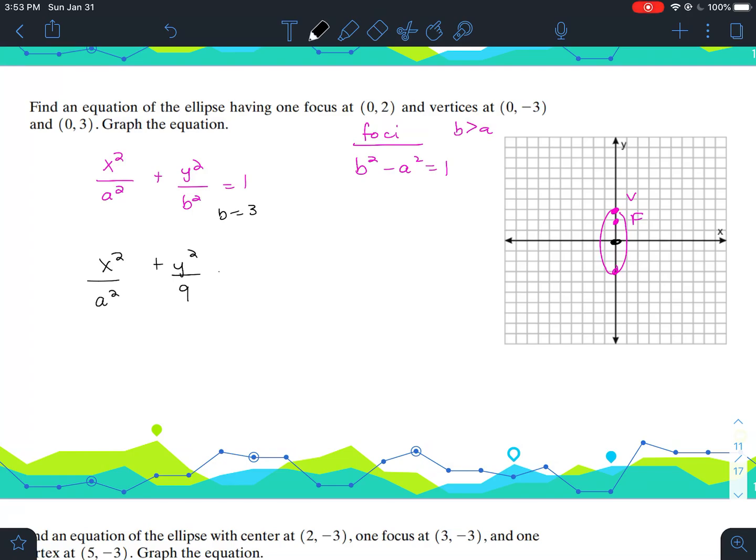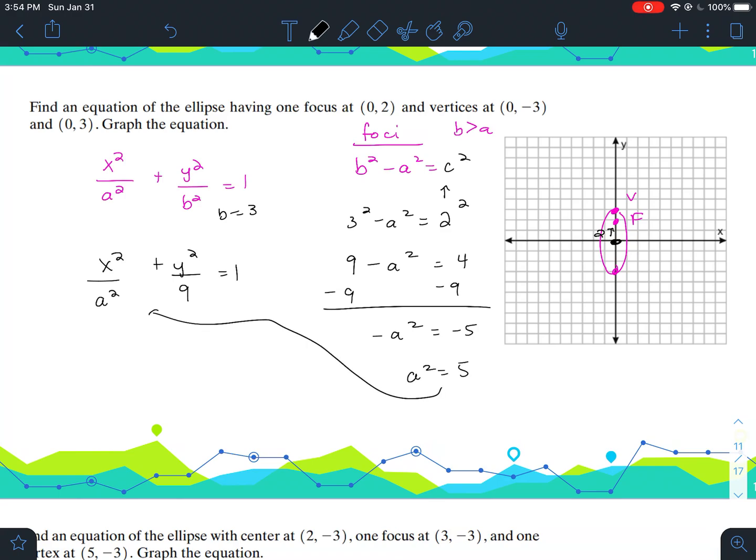I don't know what a squared is, but I know that to move from the center to one of the foci, I moved 2. So my c, sorry, my c is going to equal 2 because I moved 2 to get to my foci. So 2 squared equals 3 squared minus a squared. So 9 minus a squared is going to equal 4. Subtract the 9 from both sides, and negative a squared equals negative 5. So a squared is going to equal 5.